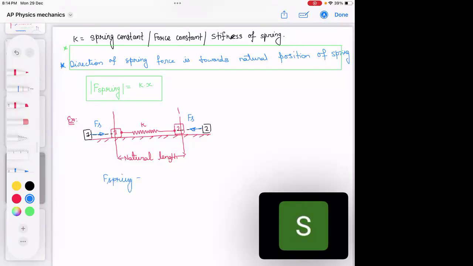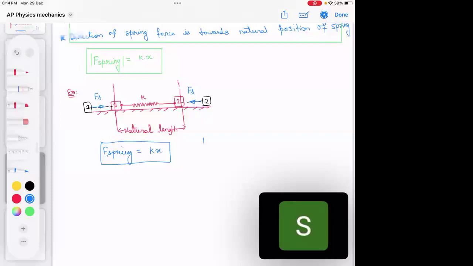So how much is going to be the spring force in this case? The spring force in this case is going to be K into X, where K is the spring constant, and X is the total elongation produced in the spring. Understood? Here, K is the spring constant, and X is the total elongation in the spring.